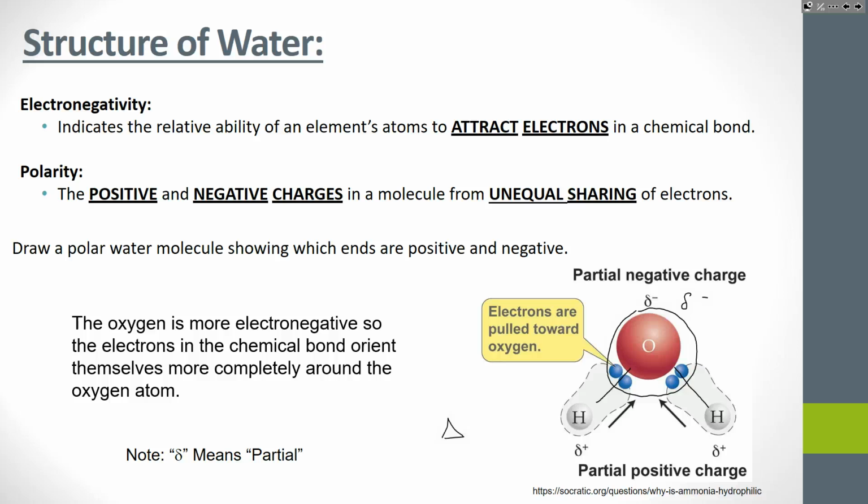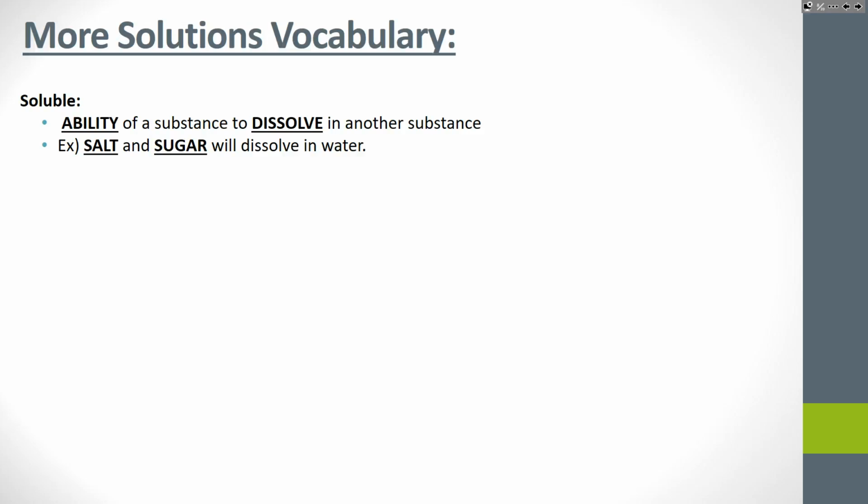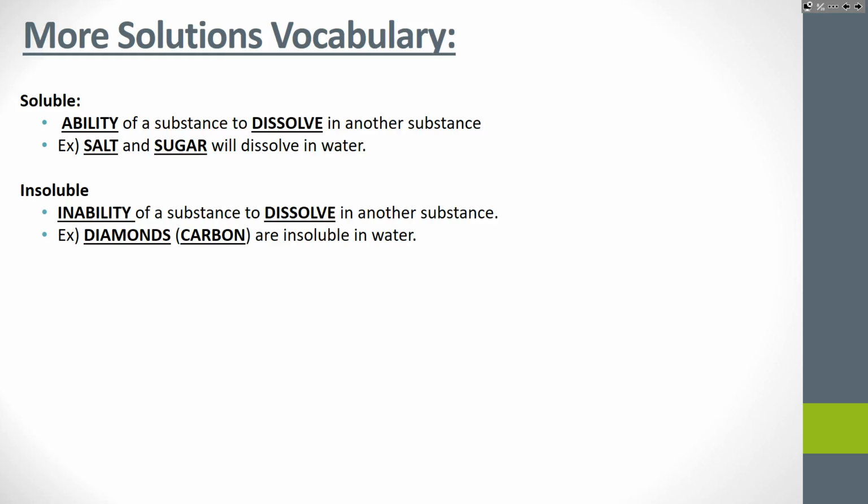Okay, a few more things in terms of vocabulary we need to talk about. So the word soluble means the ability to dissolve. So if something is soluble, it is able to dissolve. That's kind of what it means. So salt and sugar are soluble. If something is insoluble, it's not able to dissolve.